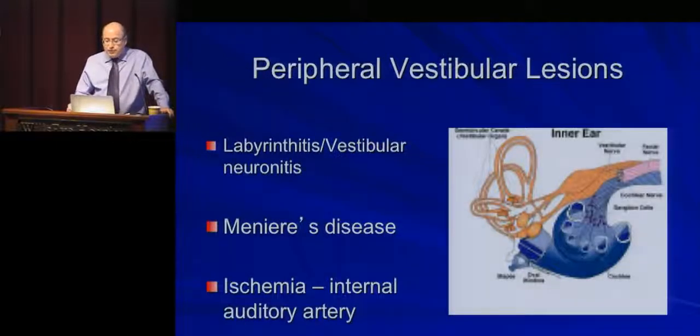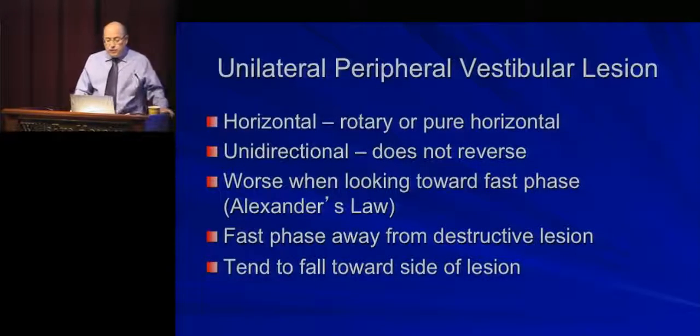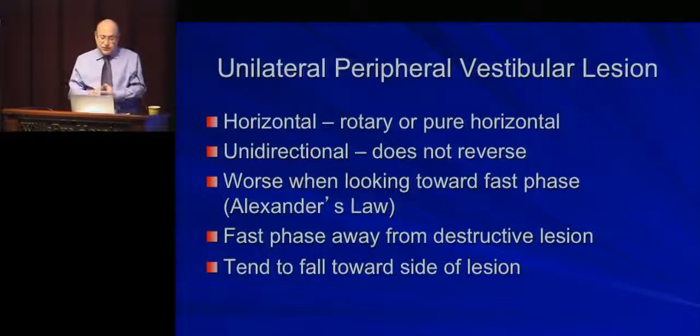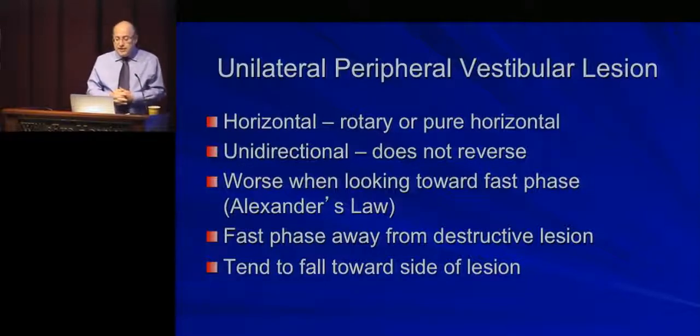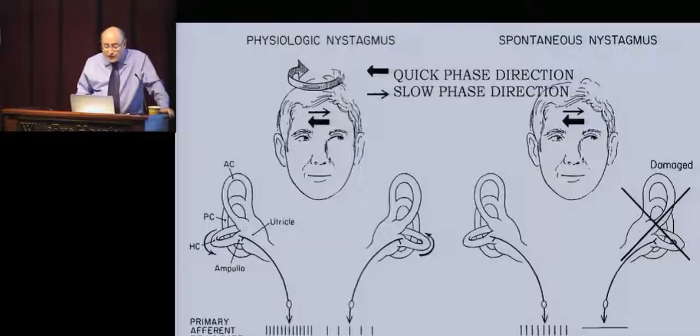So what are examples of peripheral vestibular lesions? Labyrinthitis or vestibular neuronitis, a unilateral viral issue, Meniere's disease, or ischemia in the internal auditory artery. So we're looking for a horizontal, rotary or pure horizontal nystagmus, which is unidirectional and does not reverse. It's worse when looking towards the fast phase, which is called Alexander's law. And the fast phase is away from a destructive lesion, and they tend to fall towards the side of the lesion.